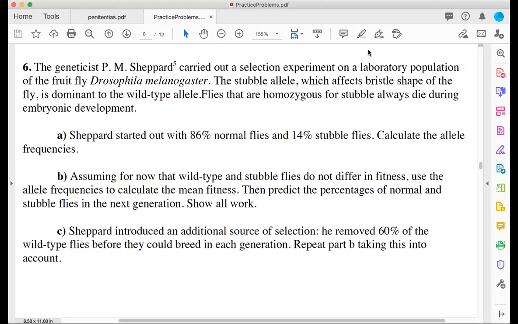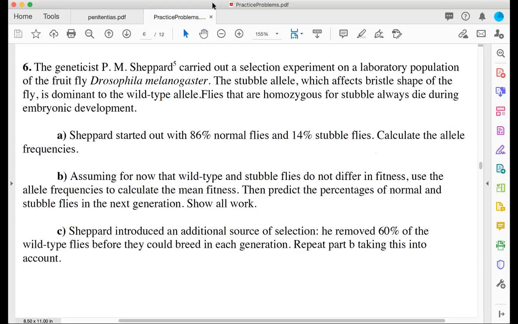Right. We're looking at practice problem 6, which I've just pulled up. The geneticist P.M. Shepard carried out a selection experiment on a laboratory population of the fruit fly Drosophila melanogaster. The stubble allele, which affects bristle shape of the fly, is dominant to the wild type allele. Flies that are homozygous for stubble always die during embryonic development. Okay. So he starts out with 86% normal flies and 14% stubble flies. So calculate the allele frequencies.